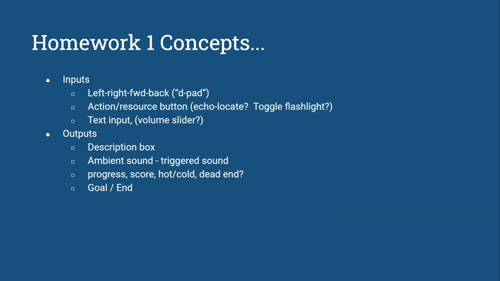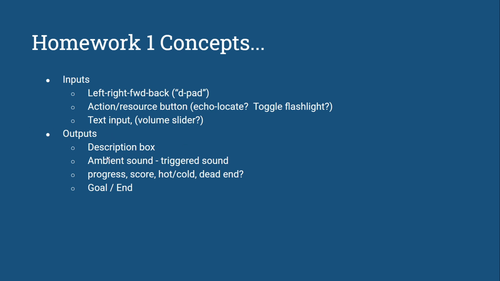So, homework 1 concepts. We're going to have some simple things. We're going to create a virtual D-pad for input. We're going to have some sort of action button, and maybe the action is turning a flashlight on and off, or maybe you're going to echolocate, so you can ping the world to figure out where you are, how close you are to a wall or something like that. You're going to have some text input, and maybe a volume slider, things like that. You can have a little bit of room in here to try things out.